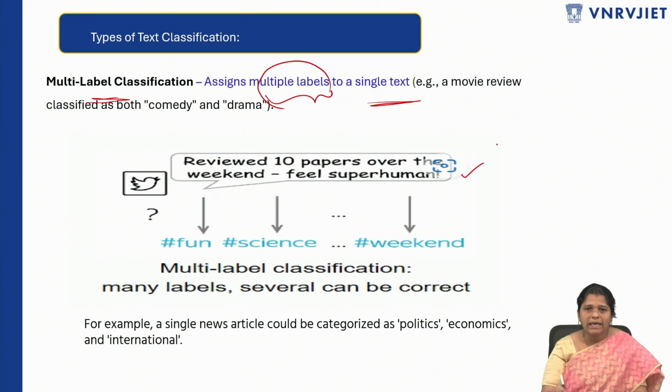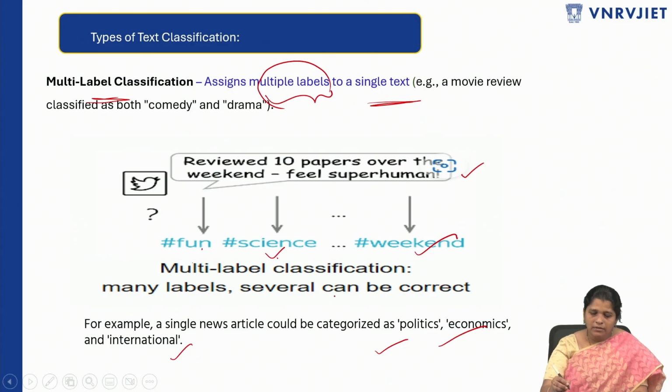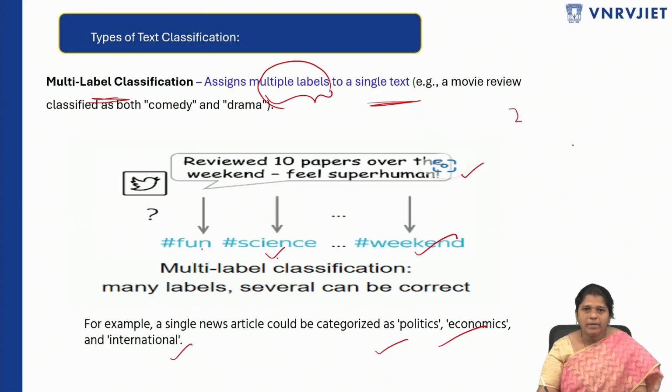So for this I have to assign multiple labels: it belongs to so and so, it belongs to fun, it also belongs to science, it also belongs to the weekend. Similarly, a single news article could be categorized under politics, and can also belong to economics, international, or breaking news. This kind of assigning multiple labels is called multi-label classification.